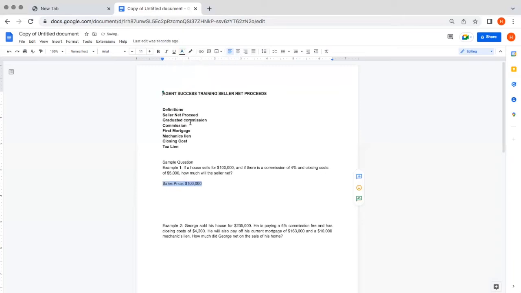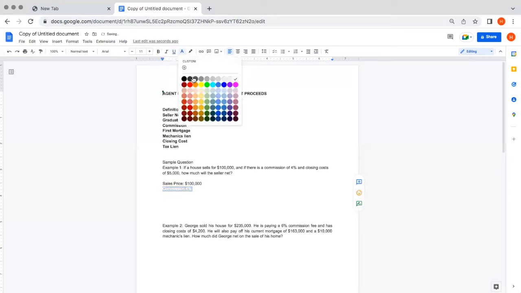So that's the first thing that I'm going to do. Okay, so that's that there. All right, and this is something that you may want to do on your sheet. So the sales price is $100,000, and then the next thing that I'm going to do is write down commission, and I'm going to put commission is 4% on this one, on this question.